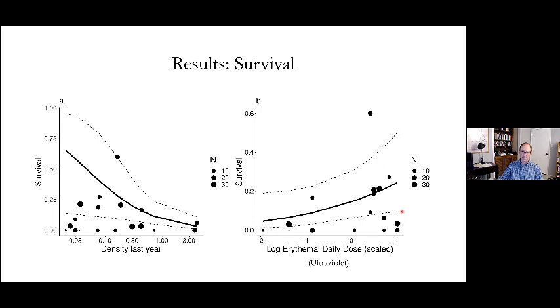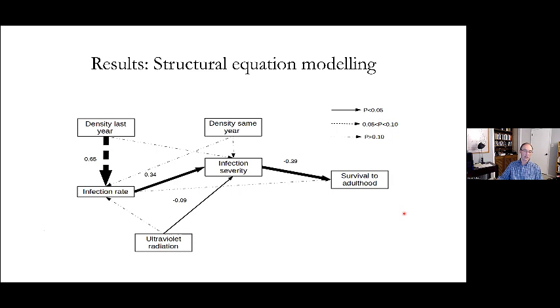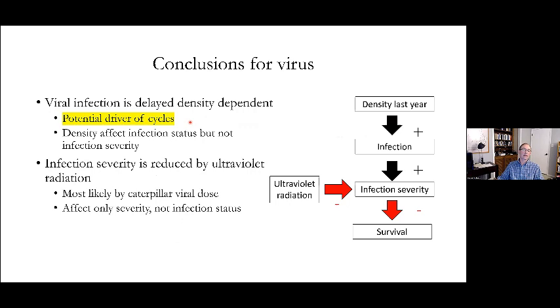So the question is, what's expected to happen in the future? I've shown you that density last year matters to infection rate, and that infection rate was positively correlated with infection severity. UV radiation had a negative effect on infection severity, and so there was a negative effect of infection severity on survival to adulthood. Now, I think this virus dynamic is interesting because it leads to delayed density dependence. Because of its time lag, it is well known to be a potential driver of population cycles, which have been observed in our system. And I'll talk about that for the last bit of my talk in a few minutes.